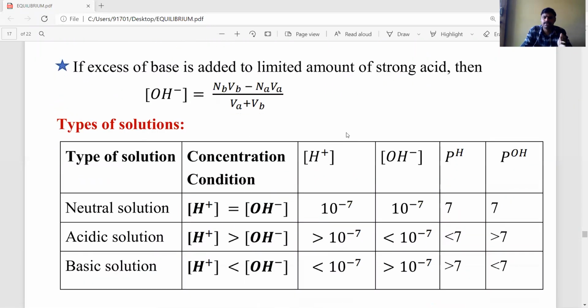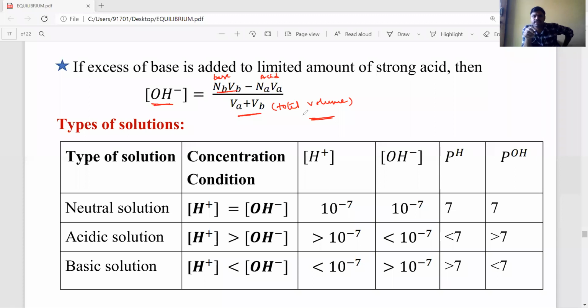In the same way, if an excess amount of base is mixed with a limited amount of acid, then the resultant OH- ion concentration is equal to normality times volume of base, minus normality times volume of acid, divided by the total volume. This is nothing but the total volume of the mixture.